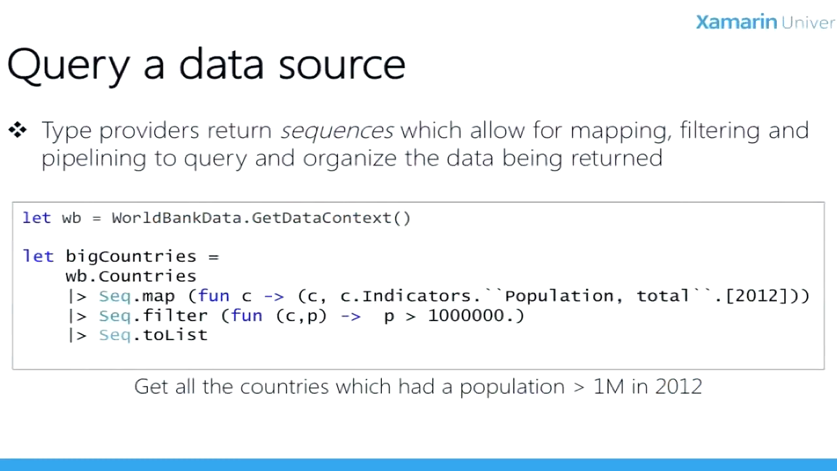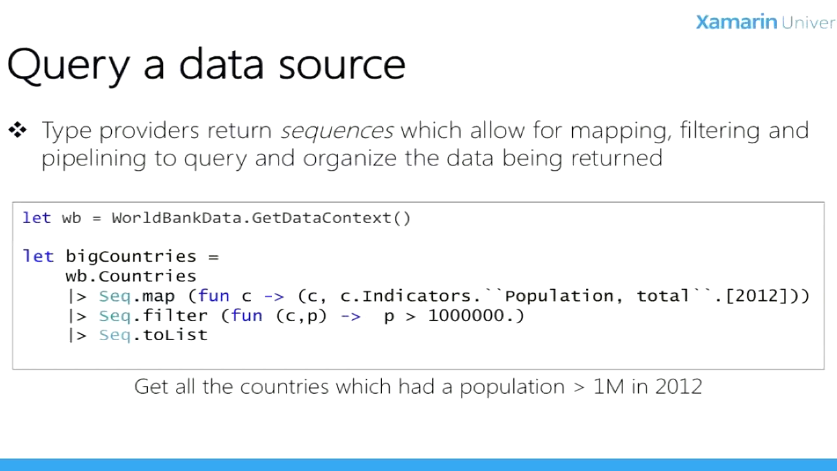First, remember that type providers return sequences, and these are enumerable, read-only data structures that are part of F#. And since the returning data is just a standard F# sequence, you can use all the normal sequence operations to filter, project, and transform the data. Here, for example, we're consuming the World Bank provider and retrieving all the countries with a population over 1 million people in 2012 by first creating a tuple with a country and population, and then filtering that sequence down to just the ones that we're interested in.